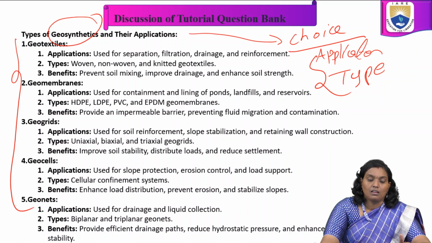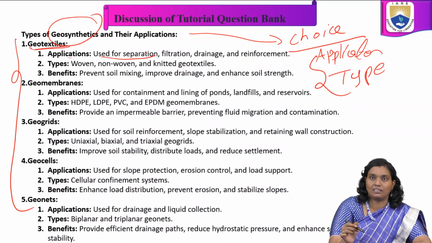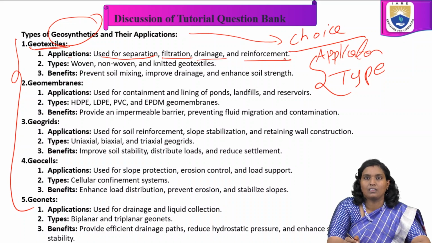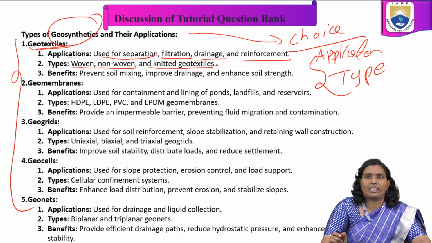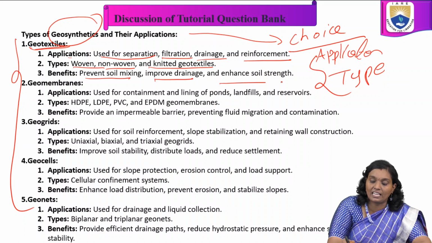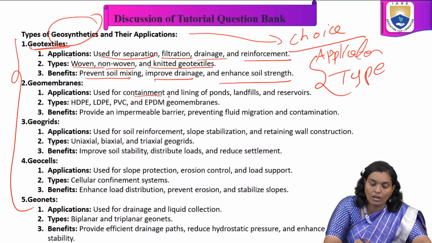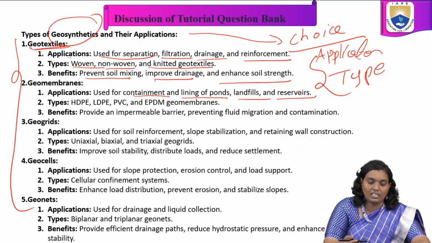Geotextiles are used for separation, filtration, drainage and reinforcement. In this, woven, non-woven and knitted geotextiles are available. The benefits are that they prevent soil mixing, improve drainage and enhance the soil properties. And geomembranes are used for containment, the lining of ponds, landfills and reservoirs. Different types are there.